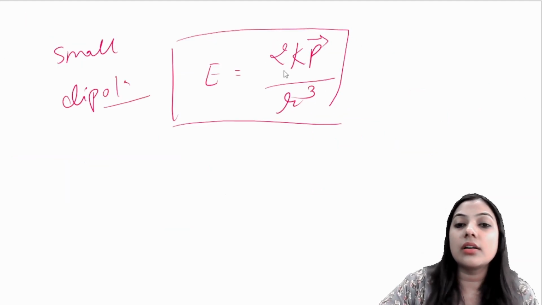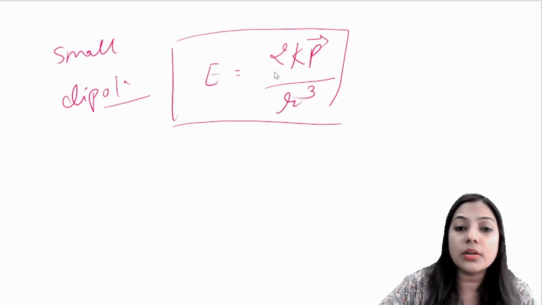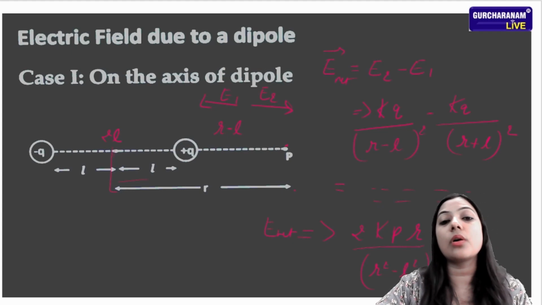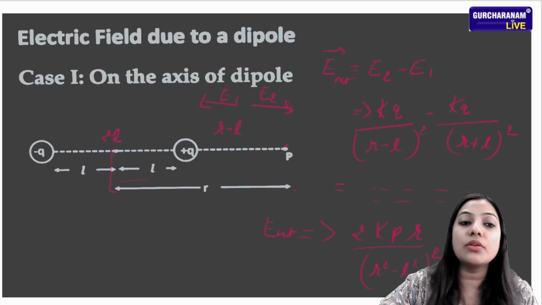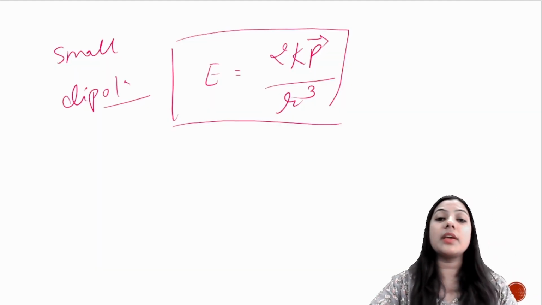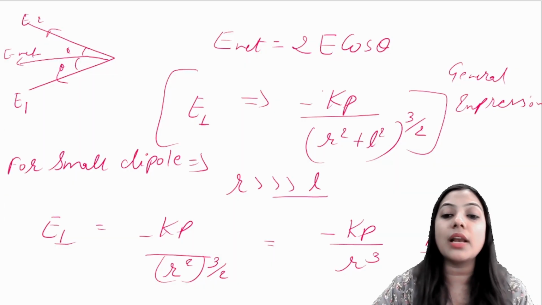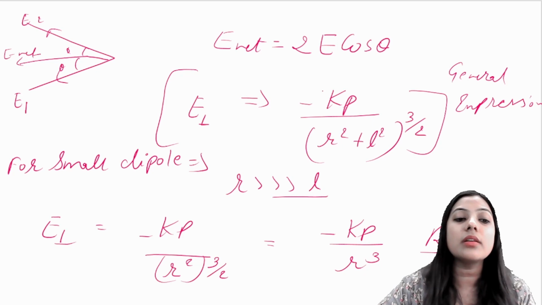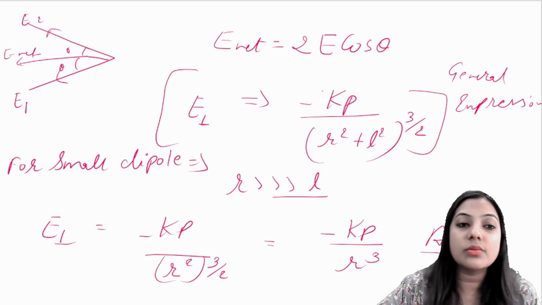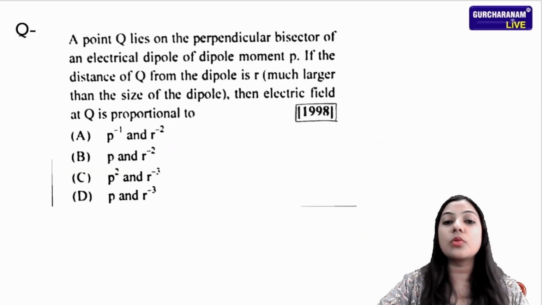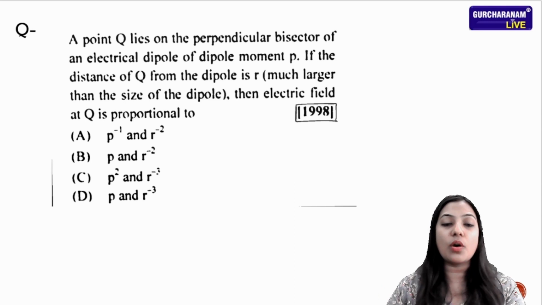It is something like the axial one, but not totally the same. We can say for the axis of the dipole, the value of E is 2kp upon r cube, and for the perpendicular bisector, the value of E is minus kp upon r cube. Okay, students, I hope you understand this formula. There are some questions based on these formulas.